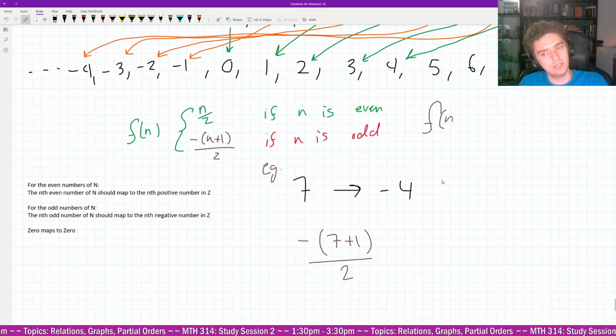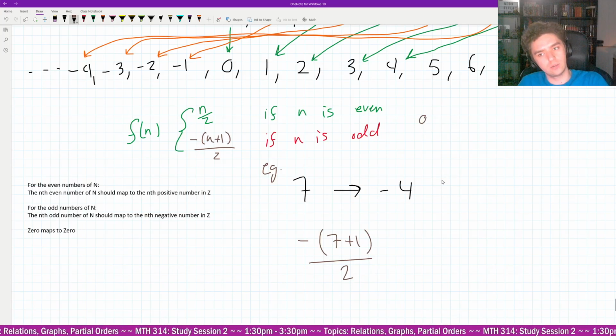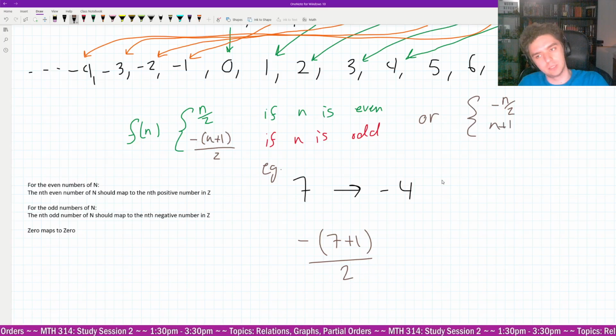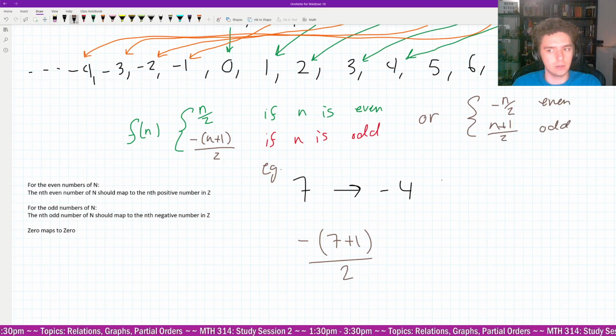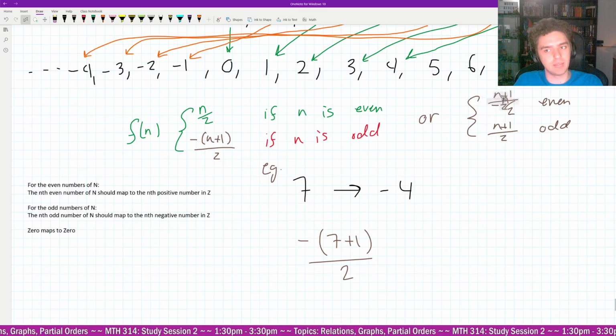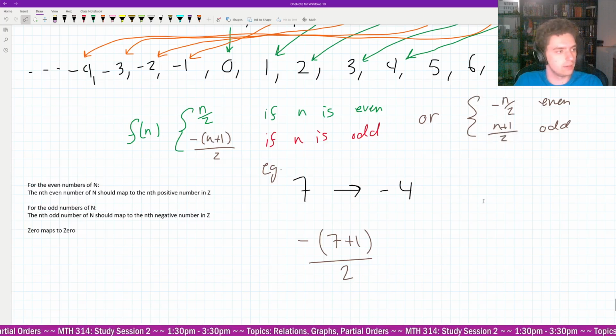I'm pretty sure. So I'll say negative n over 2 for even, and n plus 1 over 2 for odd. That's fine. That seems to work. Now you couldn't flip this up there. That would not work.